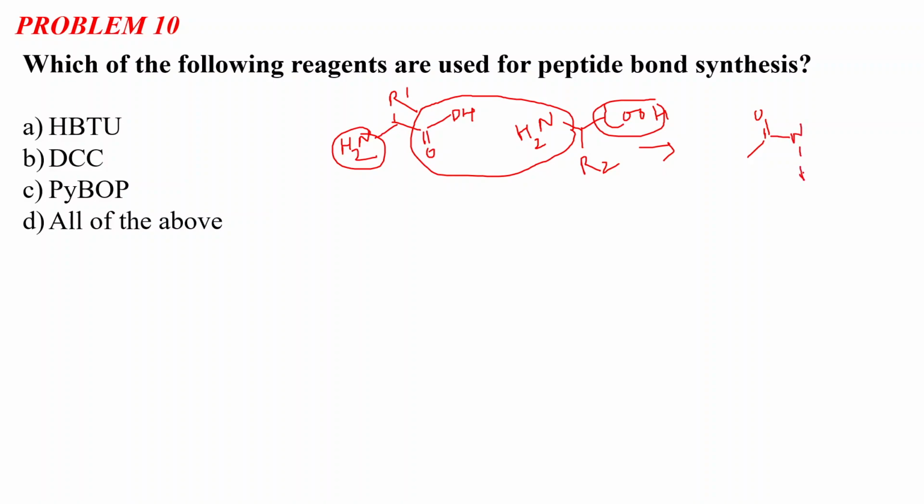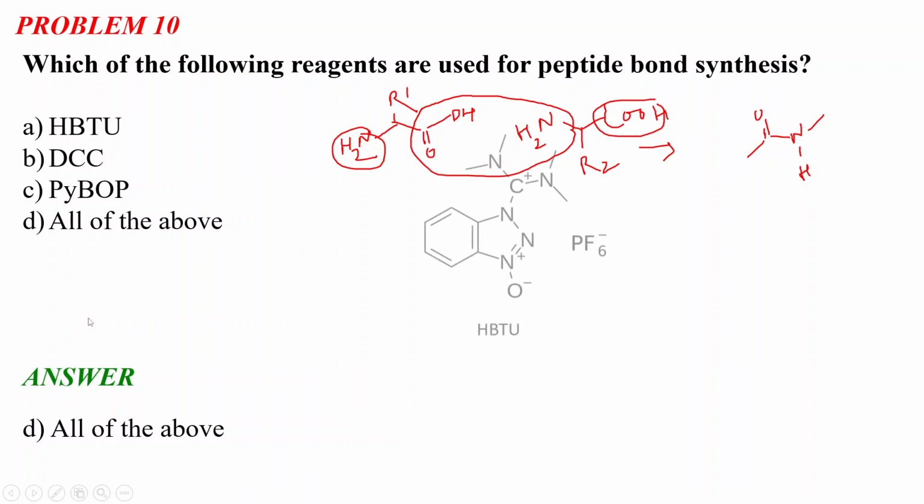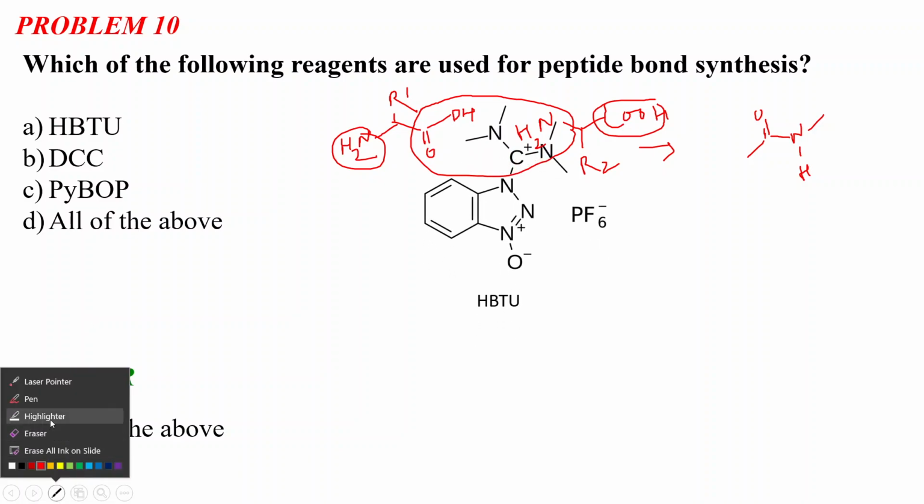Now why are these peptide bonds formed? If we just mix these carboxylic acids and amines, there won't be any amide bond or peptide bond formation. We have to use some specific reagents for that, and these reagents are used for peptide synthesis. So the options are like this. Now I will show you the answer first. So the answer is all of the above. I will show you the structure of these options. Okay, I will just erase this part.